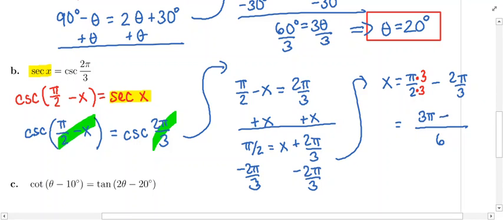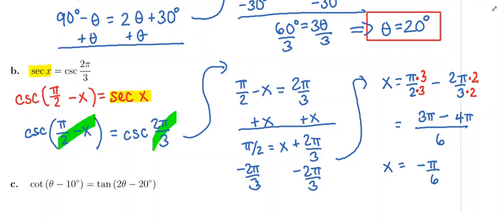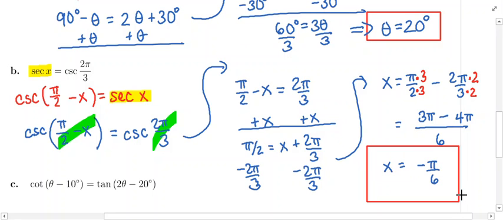I'm subtracting. Adjust the other fraction. To get a denominator of 6, we need to multiply by 2. Do it to the bottom and the top. So we will be subtracting 4 pi. And now we can subtract fractions. So just subtract across the top. 3 pi minus 4 pi is negative pi over 6. So that's going to be one value of x. That makes this a true statement.